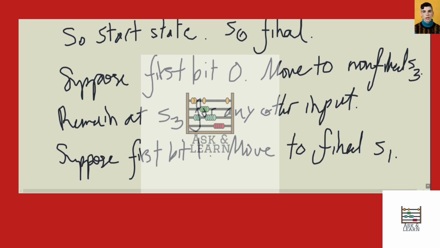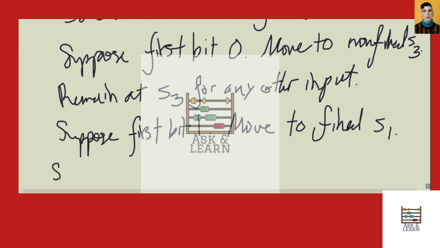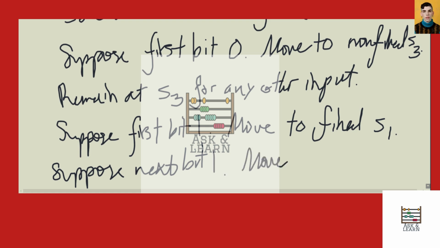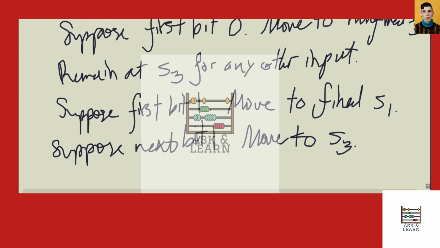Now, suppose that the next bit is a 1. Well, we see that if this is the case, then this string should not be recognized, and in fact, any string derived from this string could never be recognized. So, suppose that the next bit is a 1, then we'll want to move to a non-final state S3 again. And once again, we'll be remaining at S3 for any other input.